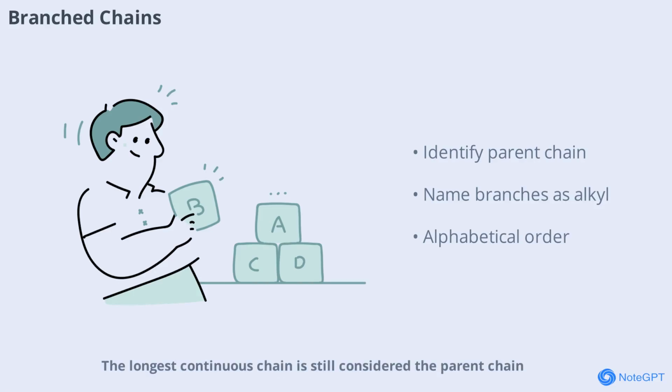The longest continuous chain is still considered the parent chain and branches are named as alkyl groups. Their positions are indicated by numbers and multiple branches are listed in alphabetical order. This approach ensures that even complex molecules can be named systematically.